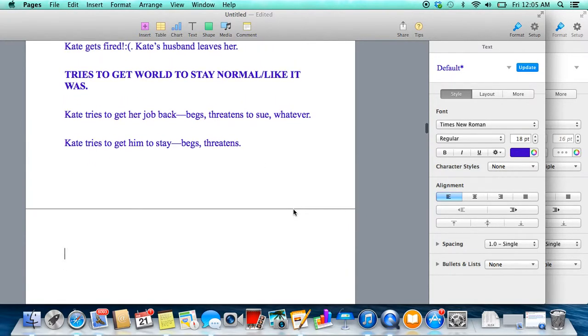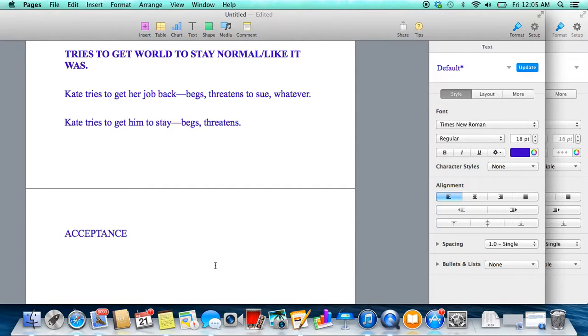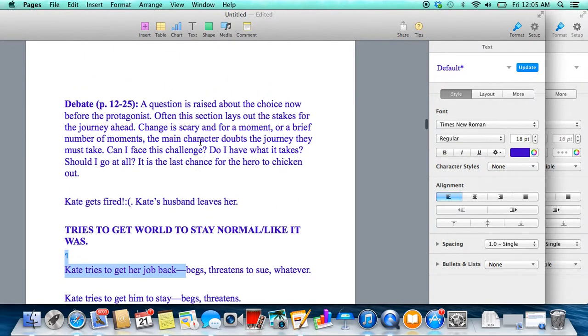If we could keep things the same, we would a lot of the time, especially if it's a change we don't choose. And once you realize that you can't get your world to change back, there comes the point of acceptance. And this to me is the really important idea in the debate: what happens by the end of it. Can I face the challenge? You may feel like, no, but I have to anyway. Do I have what it takes? I don't know, but I have to move forward. Should I go at all? I don't want to, but I'm going to.